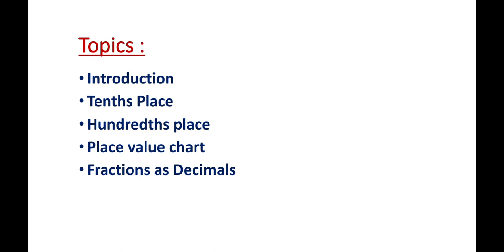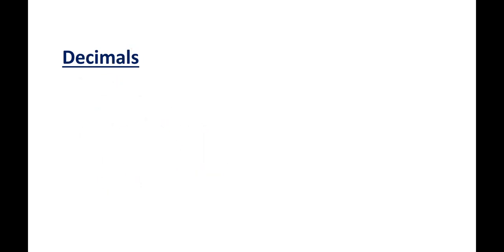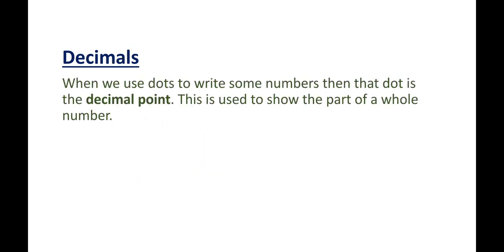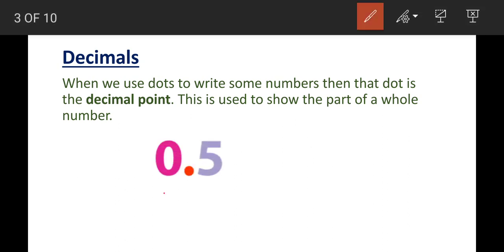Here we'll discuss how to convert fractions to decimals, then we'll discuss how to convert decimals to fractions. Okay, so let's start from the introduction of this chapter. When you use the dot to write some number, then the dot is a decimal point. Look at here. Here is an example of 0.5. Here this point separates the 0 and 5, and this point is known as decimal point.